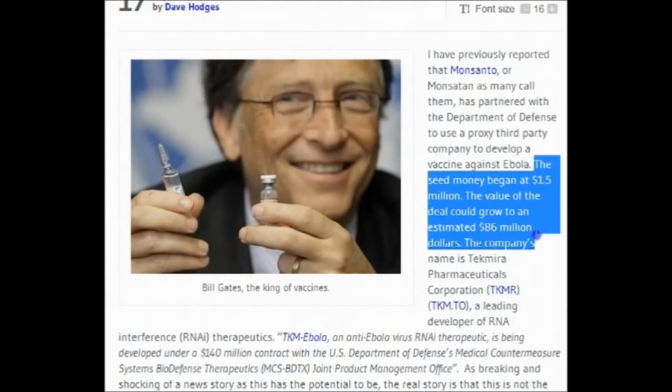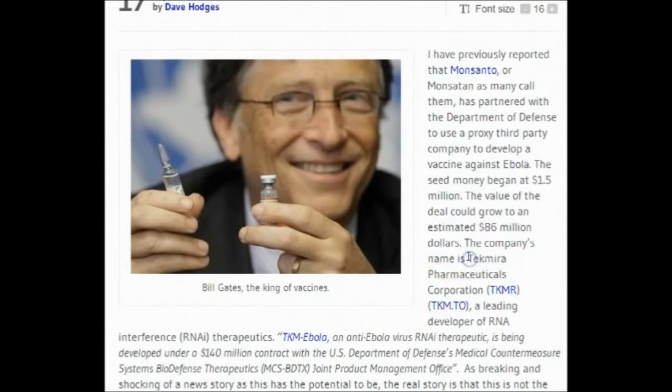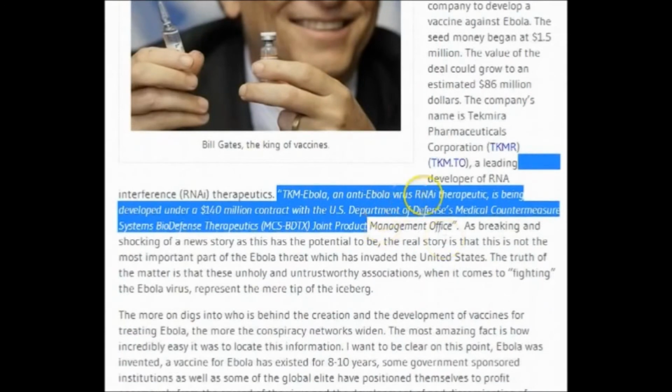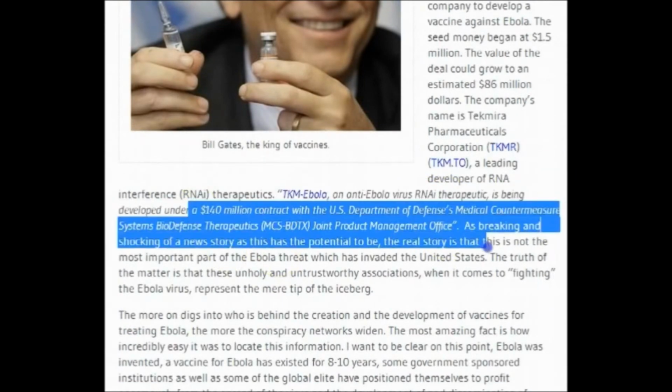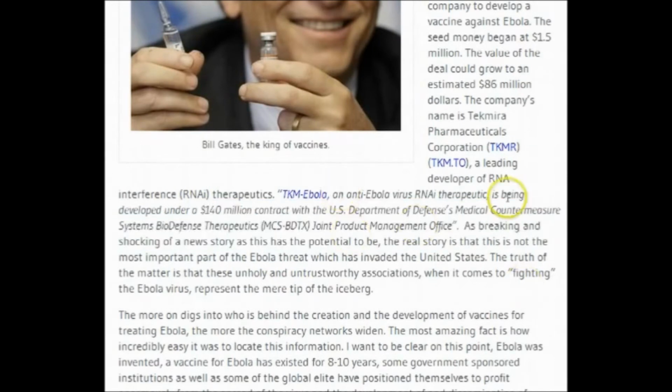The seed money began at $1.5 million. The value of the deal could grow to $86 million. The company's name is Techmira Pharmaceutical Corporation, a leading developer of RNA therapeutics. TKM-Ebola, an anti-Ebola virus RNAi therapeutic, is being developed under a $140 million contract with the U.S. Department of Defense's Medical Countermeasure System Biodefense Therapeutic Joint Protection Management Office.